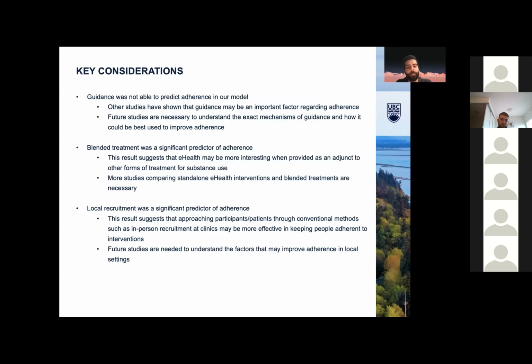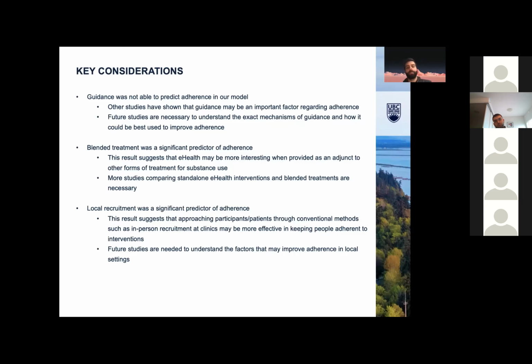So a few key takeaways. I think that guidance was not able to predict adherence was actually personally surprising to me. And it may be related to some other factors and the constellation of studies here. Because a lot of other studies have shown that guidance may be an important factor, and there's actually data to back that up, I think future studies are necessary to understand the exact mechanisms of guidance and how it actually could be used best to improve adherence. A lot of the studies that reported guidance and a lot of the experiments don't actually go into a lot of details. And I think the exact mechanisms are unknown to this point. Or at least the correlations, they haven't been looked at in terms of regression models.